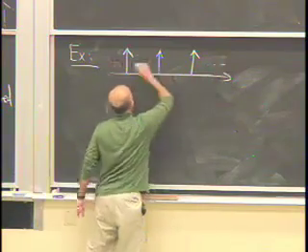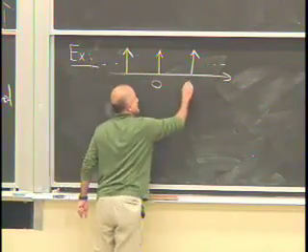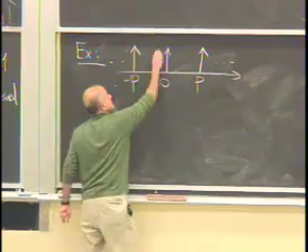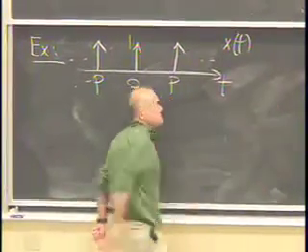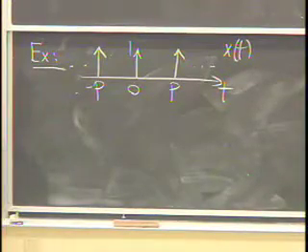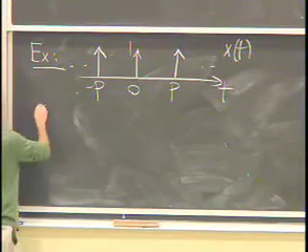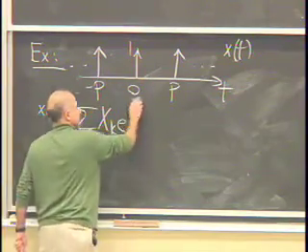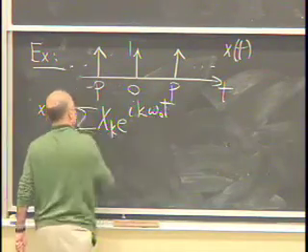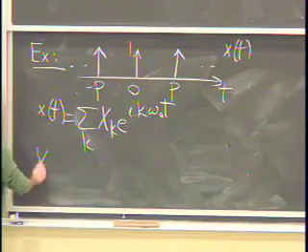We did the infinite impulse train in discrete time. Let's do that in continuous time as well. So this is my periodic signal. I want to figure out what the coefficients are in the Fourier series expansion of this thing. What are the xk's?